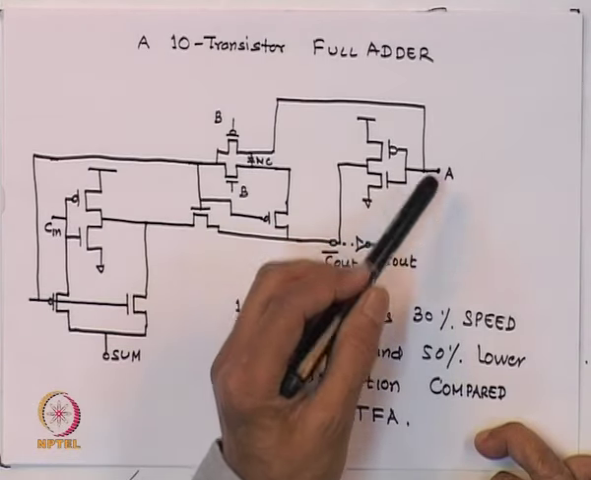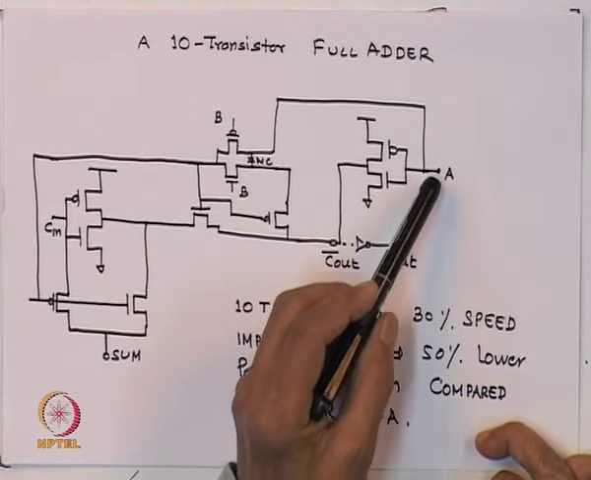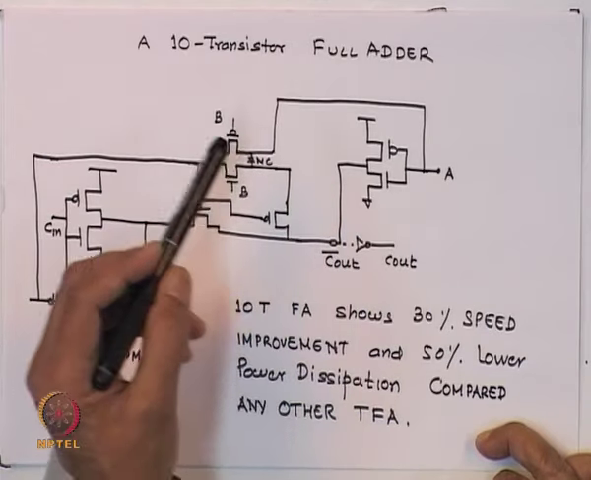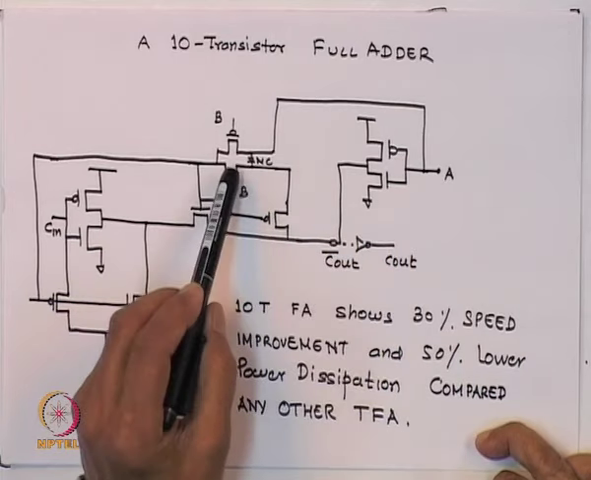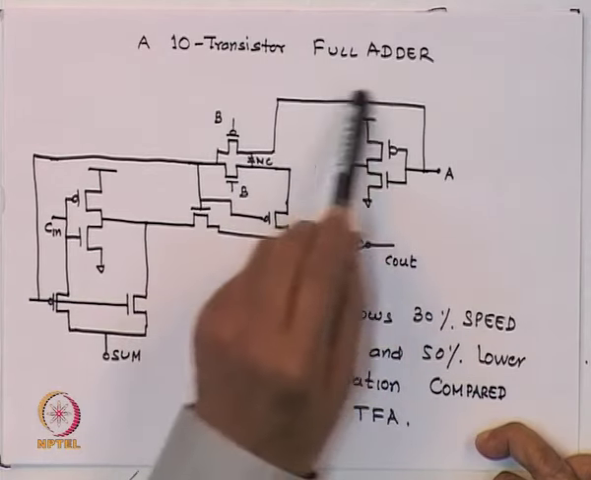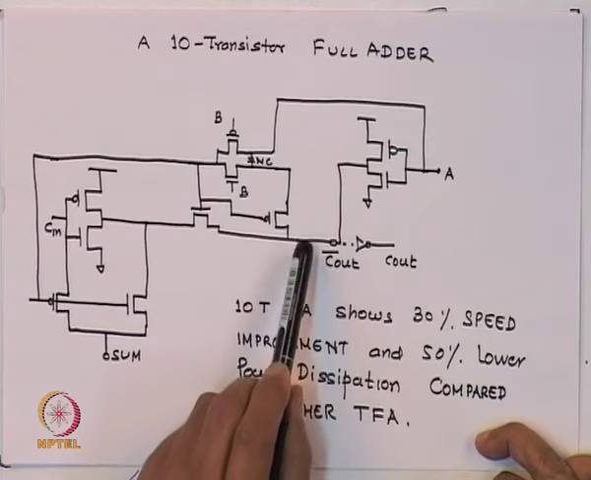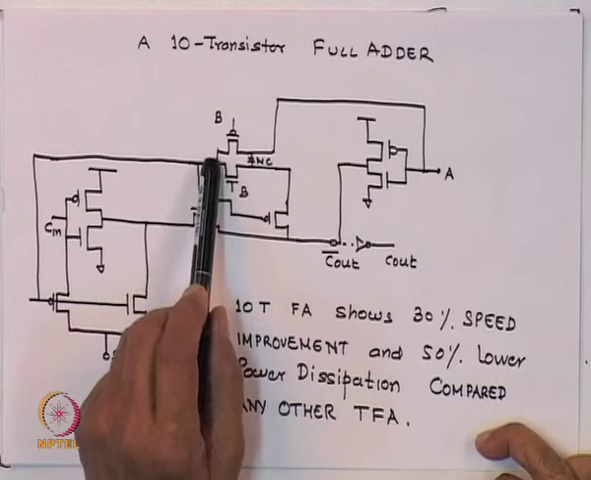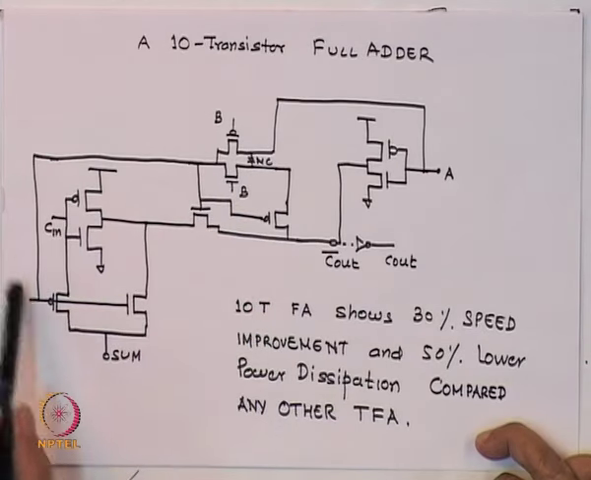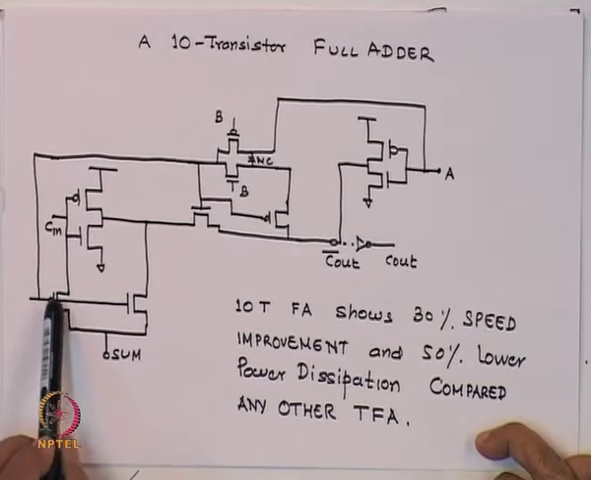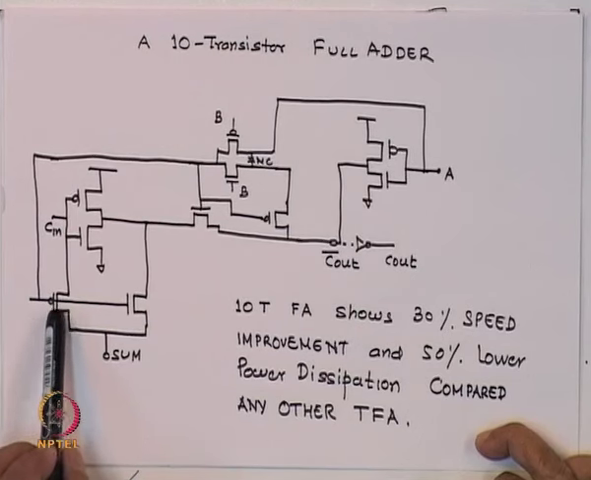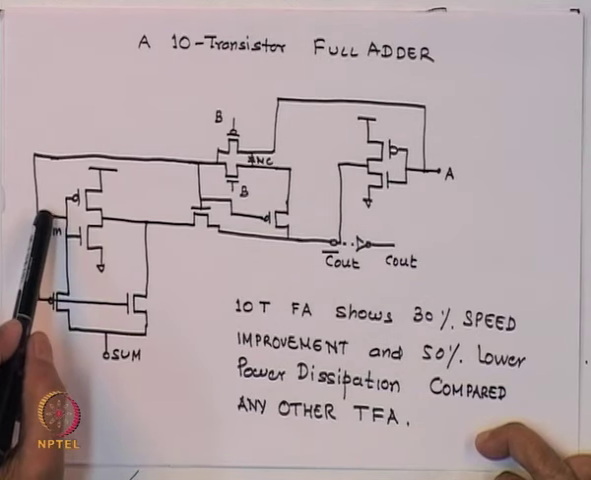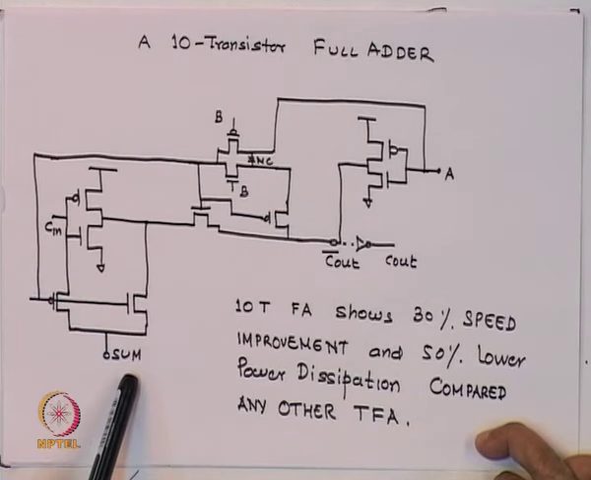Let us say A is 0 and B is 0, then one can see this input is 0, A is 0, this is 1, so this is 1. Since B is 0, the P channel turns on, so this 0 is transmitted. Since this is 0, this N channel works, P channel works, and you can see from here whatever is the input carry is the sum from your expression.